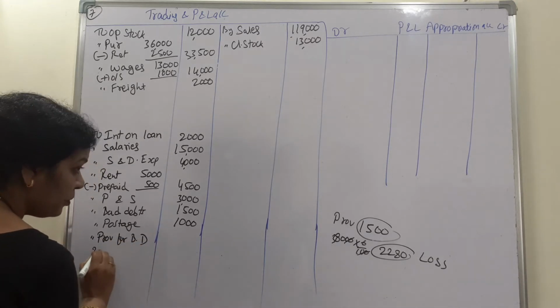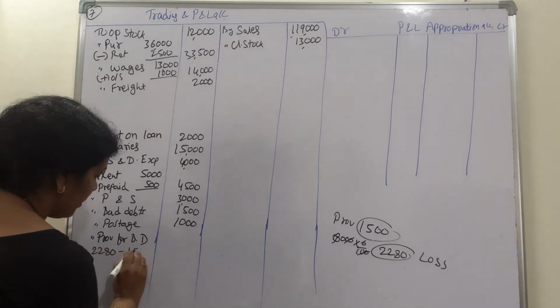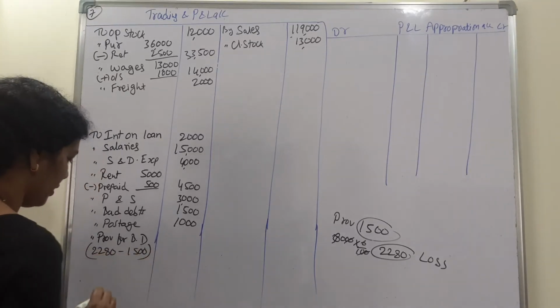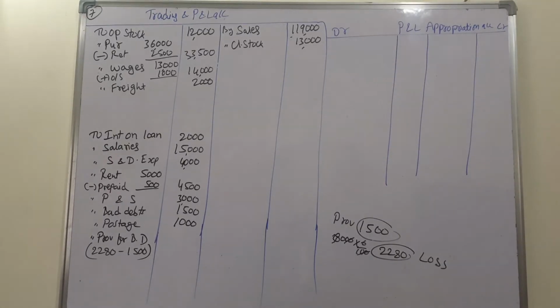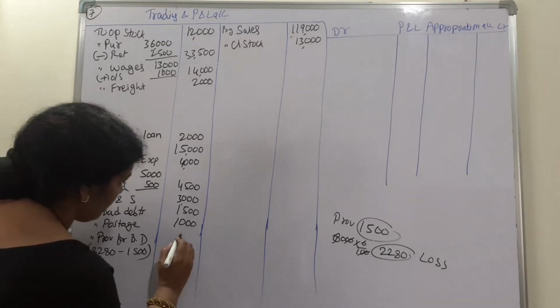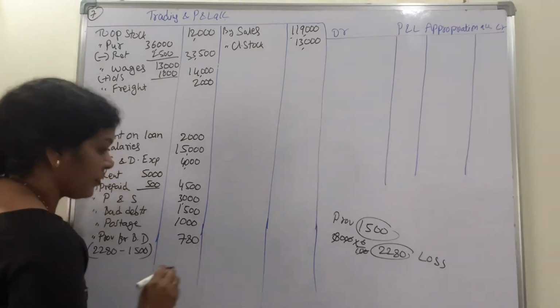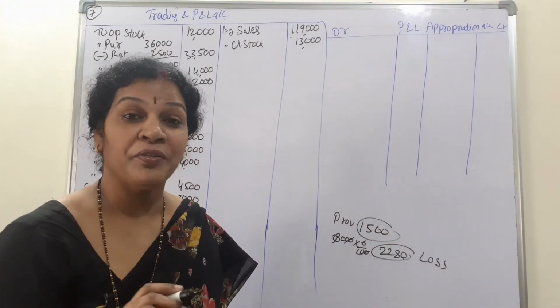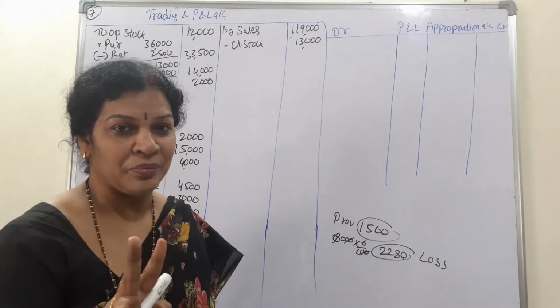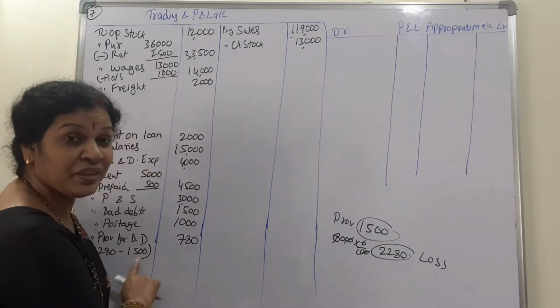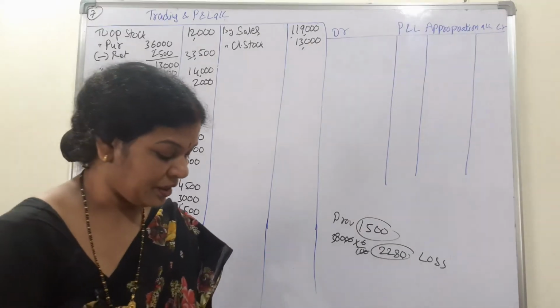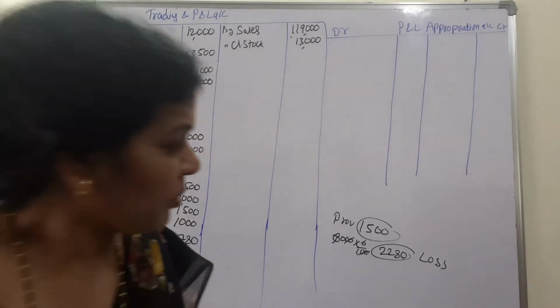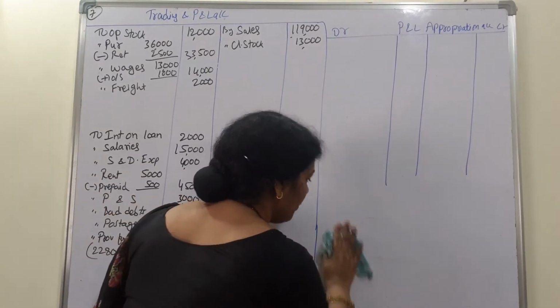So I am writing here 2,280 minus 1,500. Difference only we will take. 2,280 minus 1,500 comes to 780. This 2,280 we are going to take once again in the balance sheet, deducted from the debtors. Two times: one time here we have taken, another time in the balance sheet deducted from the debtors. Okay, so this is about the bad debts, provision for bad debts.